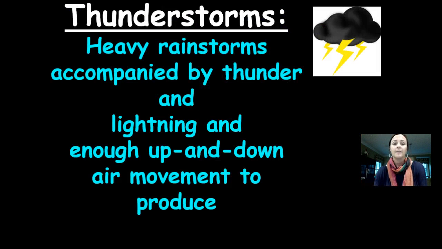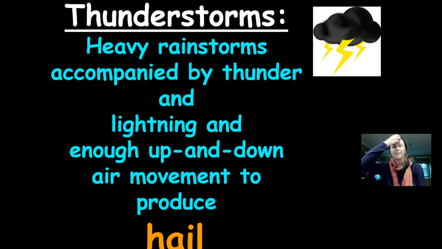The next storm we're going to talk about are thunderstorms, which we experience more commonly than we experience the other storms. Thunderstorms are heavy rainstorms accompanied by thunder and lightning, with enough up and down movement of air that can produce hail. Hail usually can be generated in the warmer weather.